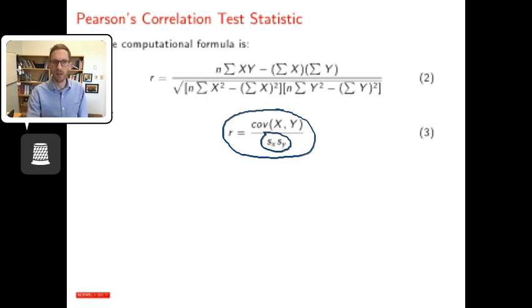Now the messy formula is you take the sum of the cross product of x and y times the sample size and subtract off the sum of x times the sum of y. And all of that's divided by, and you can read this formula, but you basically have the standard deviation of x, which is n times the sum of x squared minus the sum of x, squared, times n times the sum of y squared minus the sum of y, squared.